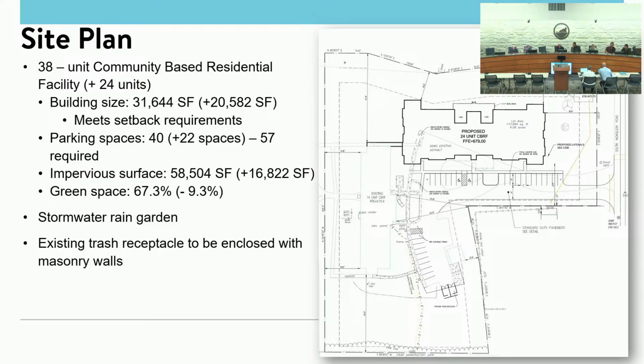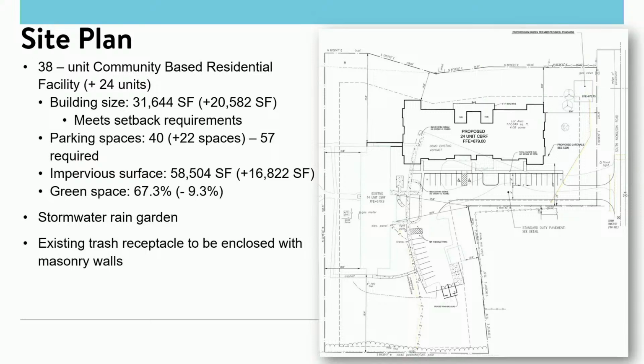They're also proposing a storm water rain garden up in the northeast part of the site, which engineering has taken a look at and knows will accommodate the stormwater needs for the addition. They also currently have trash receptacles at the south end of the existing parking lot, which is just out in the open. Through this process, they're going to be enclosing those trash receptacles with masonry walls per city code.